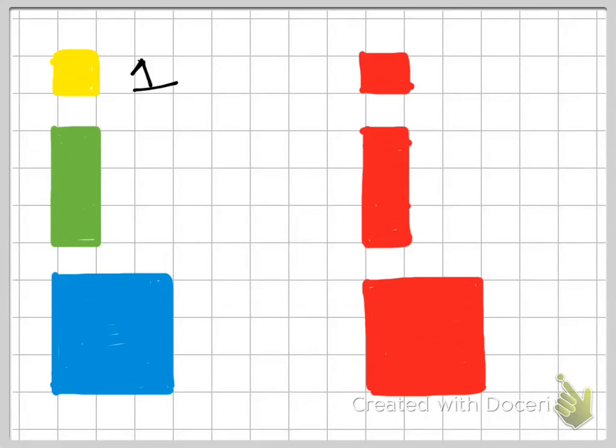So the yellow square would represent 1. The green rectangle represents x. The blue square represents x squared. The red square represents -1. The red rectangle represents -x. And the large red square represents -x squared. So those are the basics of what you should have for algebra tiles.